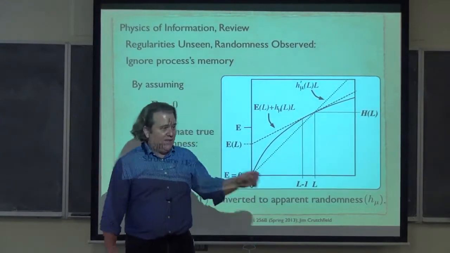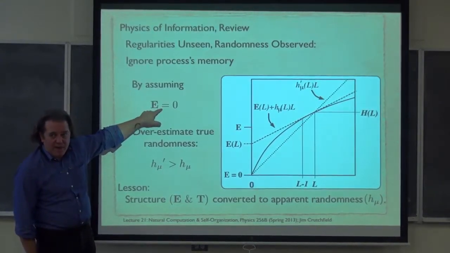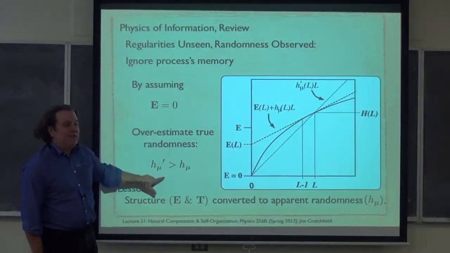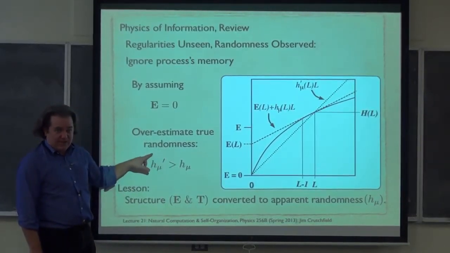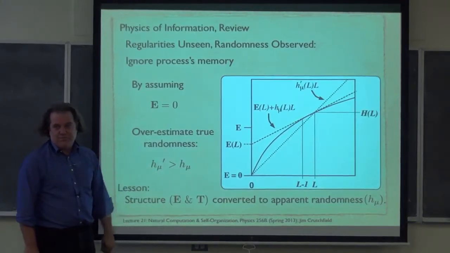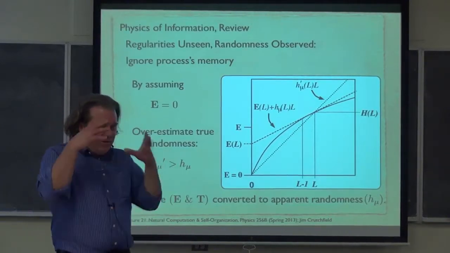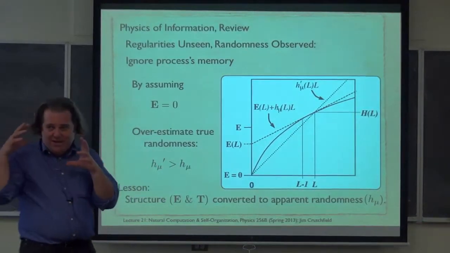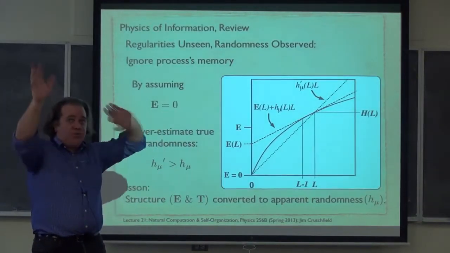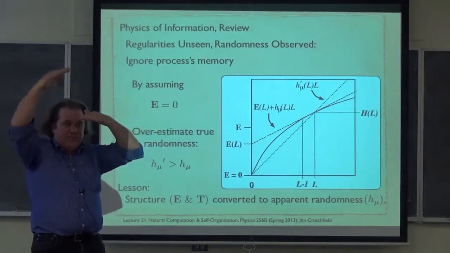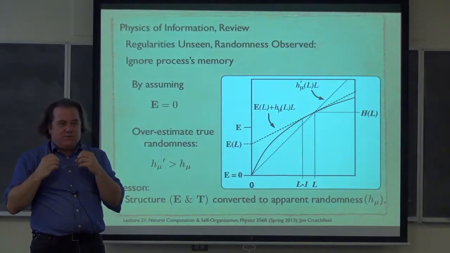So the way we say that is if you ignore the fact that the process is structured, that it has memory, set E equal to 0, that turns into an estimate of the degree of randomness and unpredictability that's larger than the true. Right? So an agent that has inferior modeling capacity looks out at the world, can't appreciate all the structure that's out there, but to the extent it misses that structure, E in this case, that gets converted into apparent randomness.